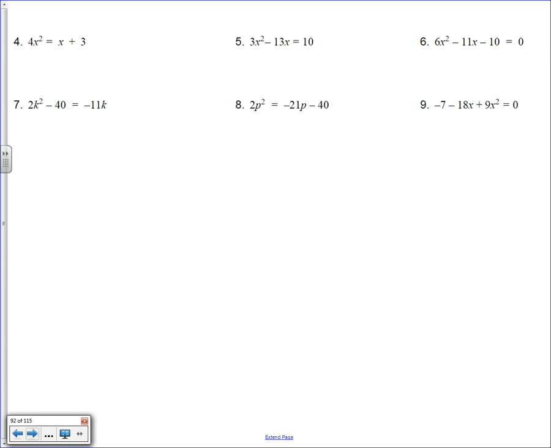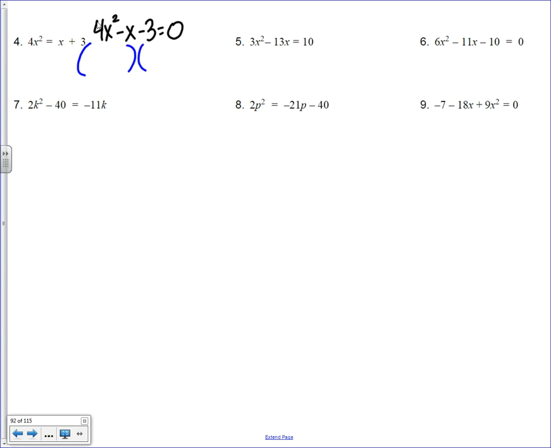I got to get this thing equal to 0 first. Well, I'm going to subtract the x, and I'm going to subtract the 3, and my new equation will be 4x squared minus x minus 3 equals 0. Okay, there is no GCF here, so we're going to go ahead and factor this thing.